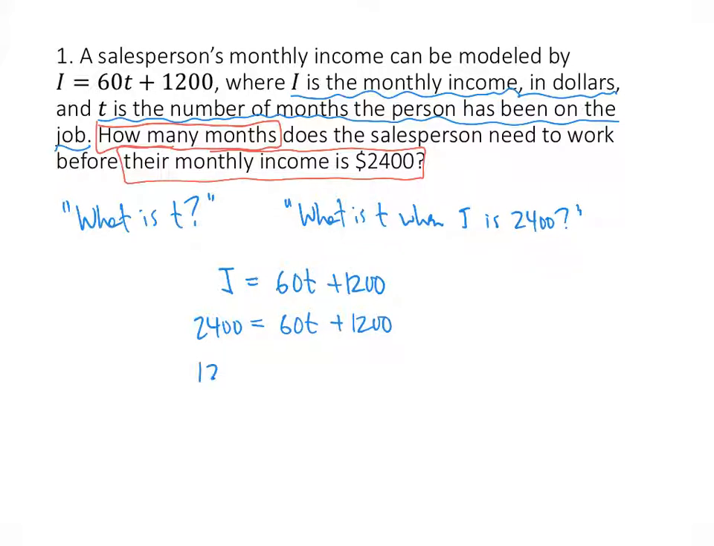We'll subtract 1,200 from both sides. That gives us 1,200 equals 60T. Divide both sides by 60, and that gives us T equals 20.